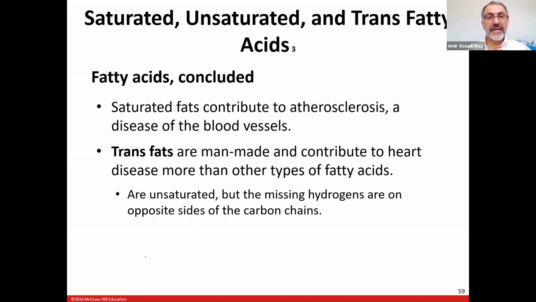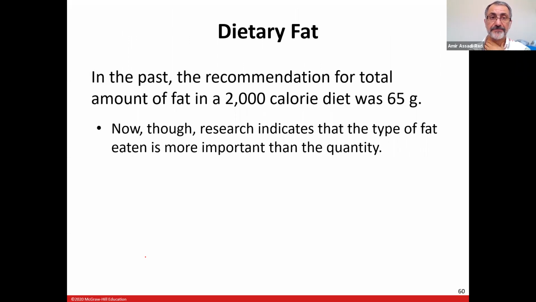Fatty acid concluded, saturated fatty acid contribute to atherosclerosis, a disease, accumulation of fats in your blood vessels, and then trans fats are man-made and contribute to heart disease more than other types of fatty acids. Unsaturated trans fats, usually plants do not make them, but very rarely, they could be in plants, but the missing hydrogens are on opposite sides. Cooking causes this formation of unsaturated fatty acid trans fat.